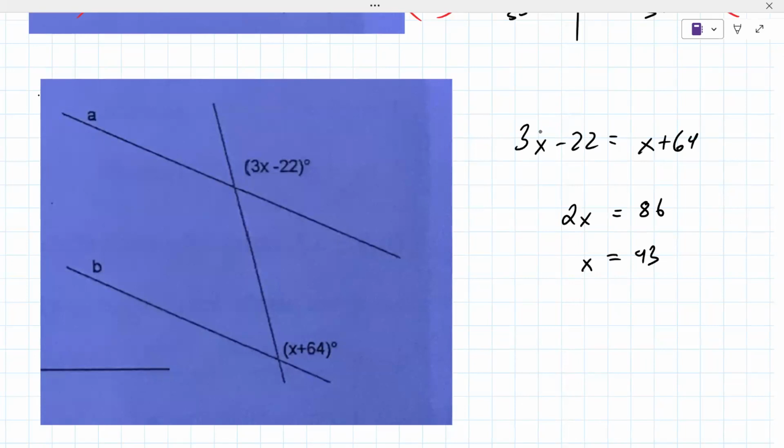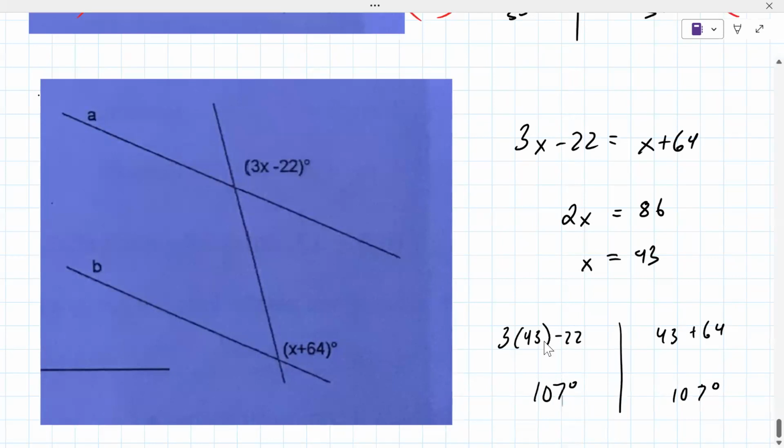If you get X equals 43, now I'm just doing the check part. Fantastic. 3 times 43 minus 22 equals 107. 43 plus 64 equals 107. Perfect. All of them add up right. Good job.